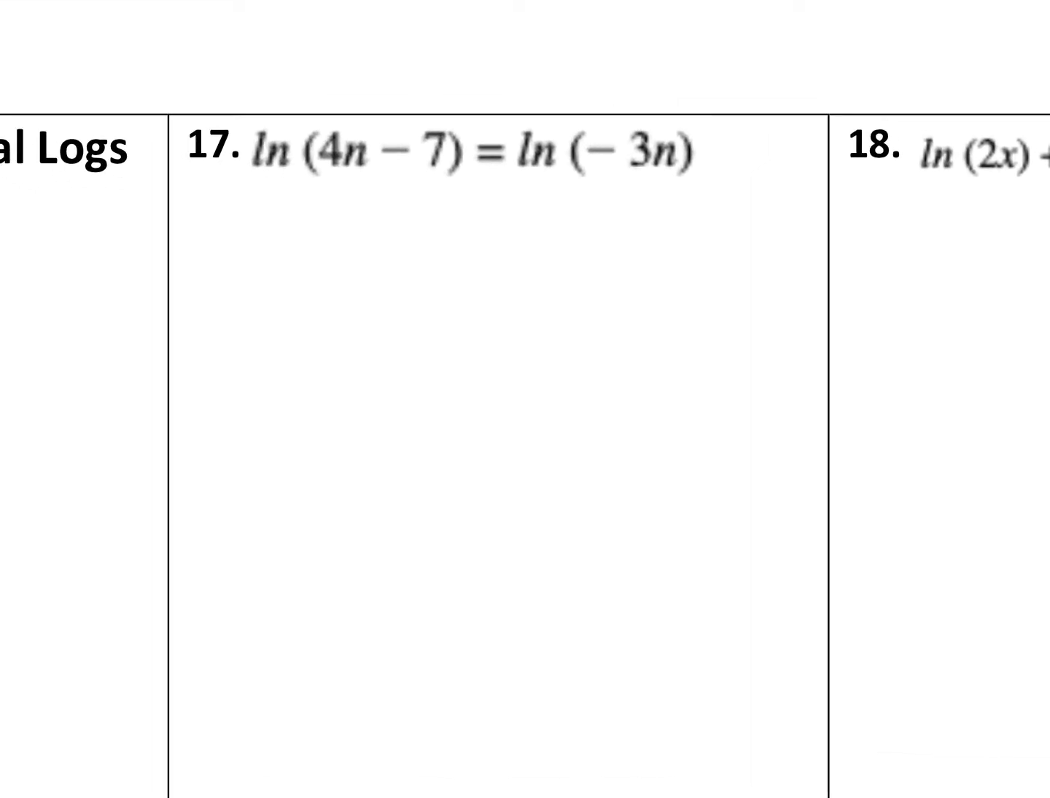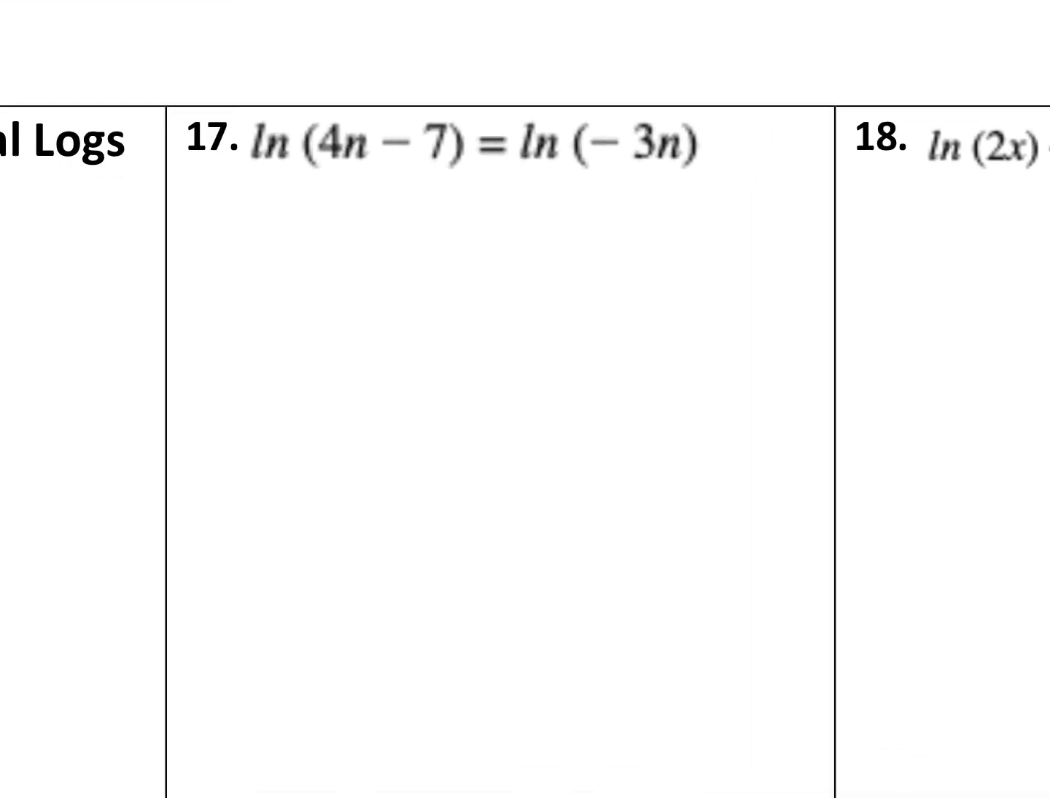Number 17. What do you see here? 2 natural logs on opposite sides of the equal sign, correct? 1 on each side. No power rules? No. So what can I do here? Yeah, just set the arguments equal to each other. So same thing as logs, okay? If it's on both sides, we can do that.